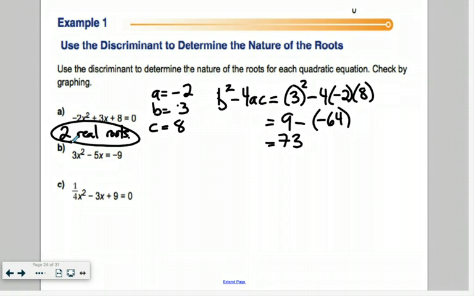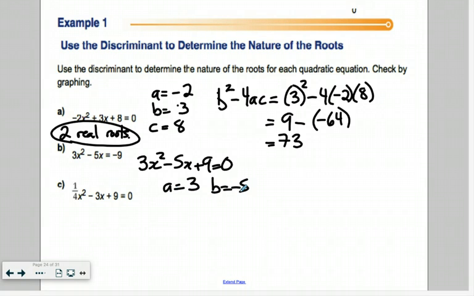So 3x squared minus 5x equals negative 9. Remember that when you're identifying your values of a, b, and c, you must have your equation equal to 0. So the first thing I need to do here is bring that negative 9 across the equal sign. So what I really have here is 3x squared minus 5x plus 9 is equal to 0 before I can correctly identify my values of a, b, and c. Which means now my a value is 3, my b value is negative 5, and my c value is actually positive 9. Once again, I'll calculate that discriminant of b squared minus 4ac.